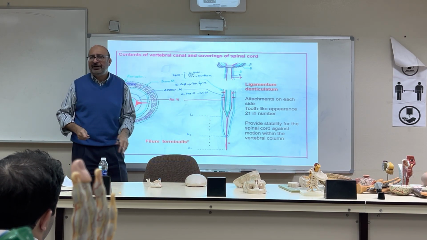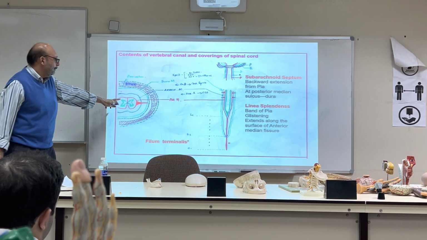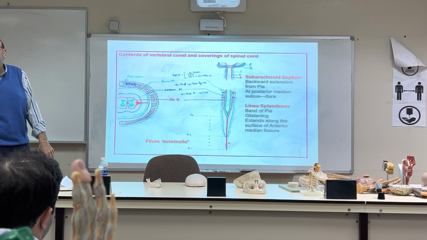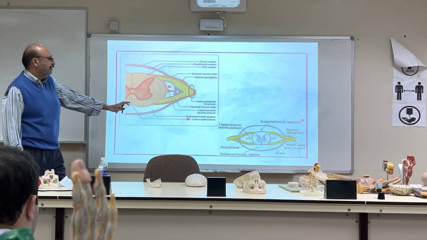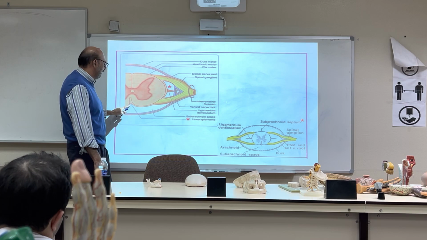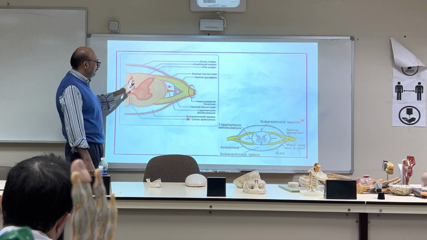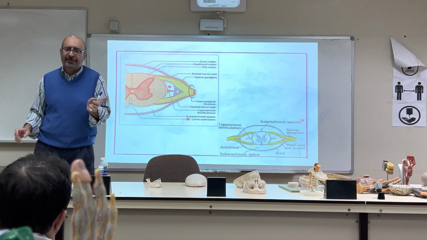Then you know about the ligamentum denticulatum, the subarachnoid septum, and the linea splendens. I have done with the spinal cord, so there is no need to do it again. Here, ligamentum denticulatum, linea splendens, and the subarachnoid septum: all of them are made up of pia mater.